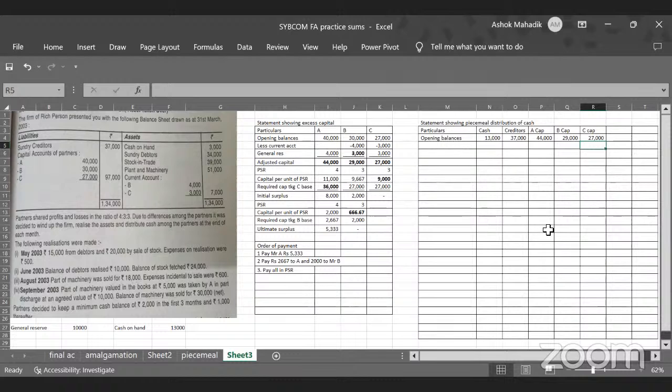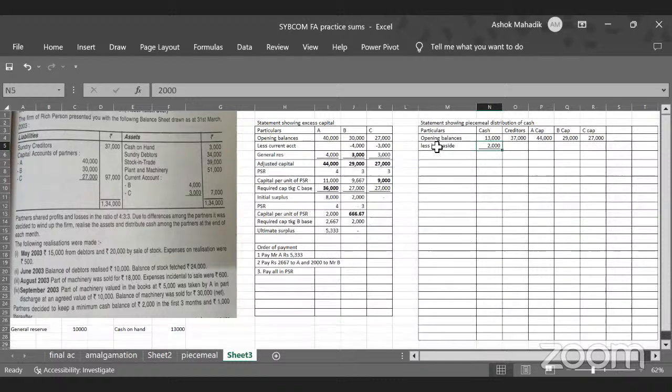Now, as we read the sum, we saw that company is going to keep in hand minimum cash balance of 2,000 with them for first 3 months, and after that they will be maintaining only 1,000 as balance. Clear? So out of 13,000, first I'll keep aside 2,000, right? So available cash will be only 11,000 for distribution.